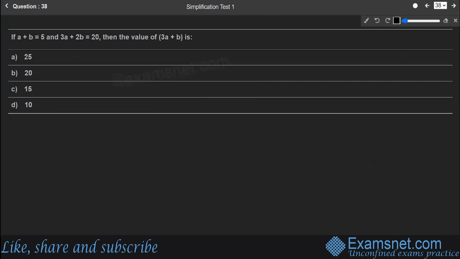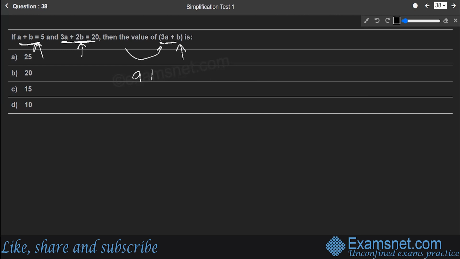Now they say a plus b is equal to 5 and 3a plus 2b is equal to 20. The value of 3a plus b is? Clearly we can see that there are two equations given to us. We need to solve these two equations by the simultaneous equation method, and by doing that, we can get the values of a and b. Then we can put those values in the expression given, and the value of 3a plus b will come.